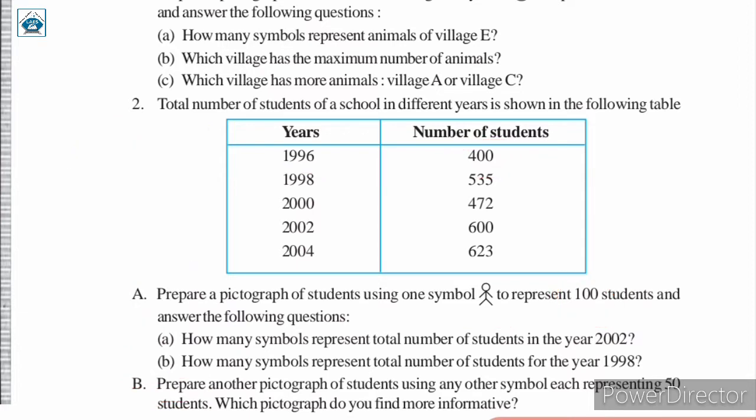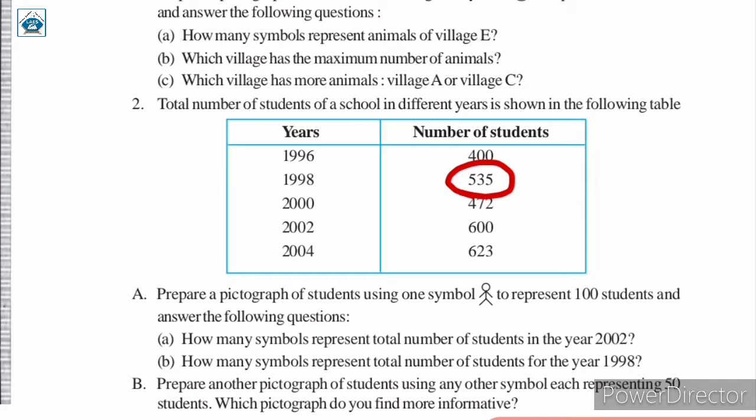Now, in the next year 1998, we are given 535 students. Now, if the number of students were 550, then simply हम लोग ऐसे 5 figures draw कर लेंगे और ऐसा एक फिगर अगर हम ड्रॉ करेंगे, then this represents 550. But we are given 535. So how will we represent this?